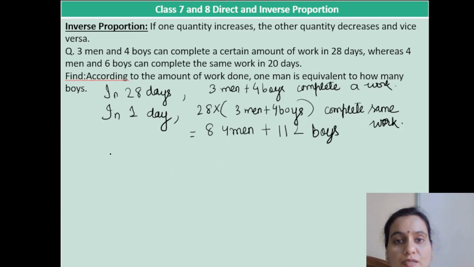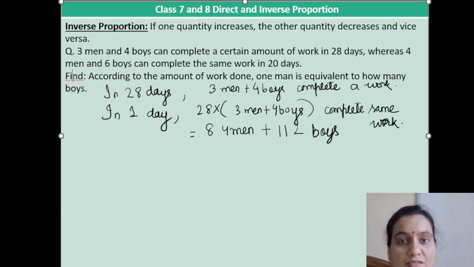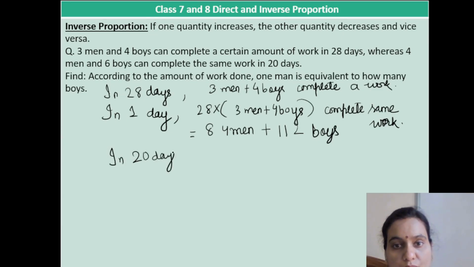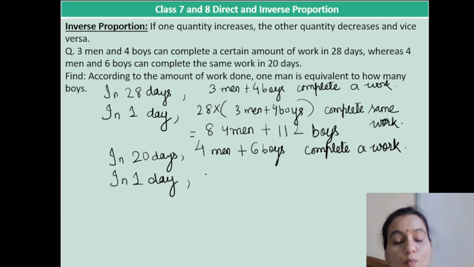Now similarly, we also have to find out, for 4 men and 6 boys, if they take 20 days to do a piece of work, how many people will be required in one day. So in 20 days, 4 men plus 6 boys complete a work. In one day, how many men will be required?